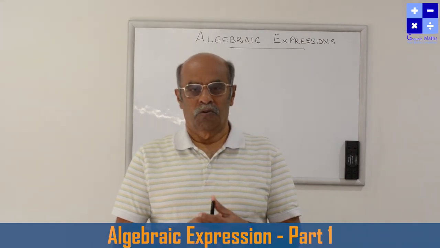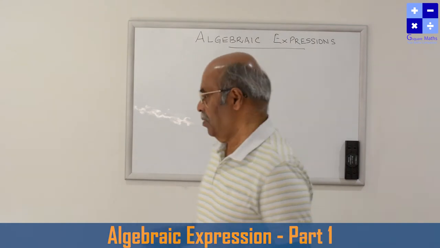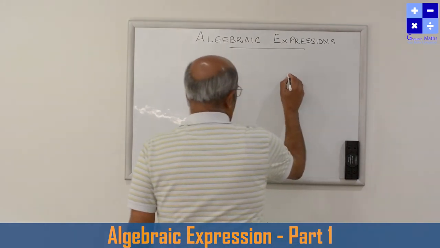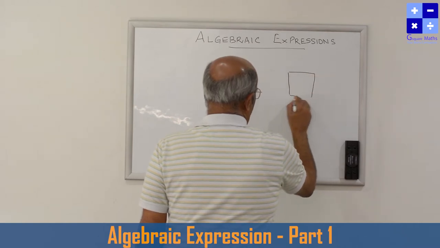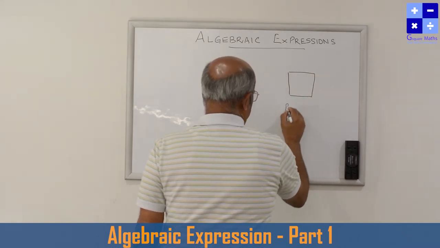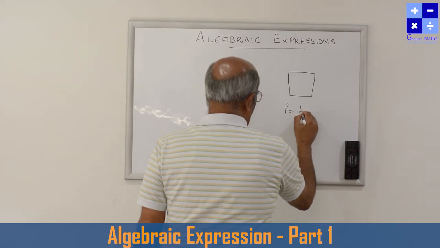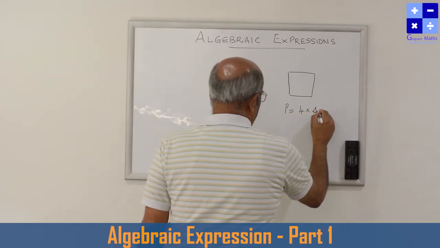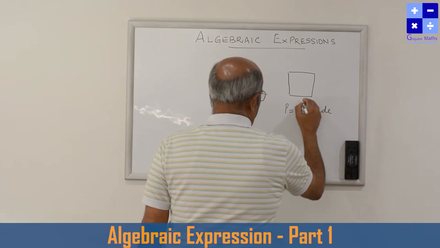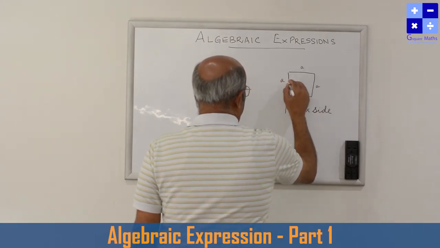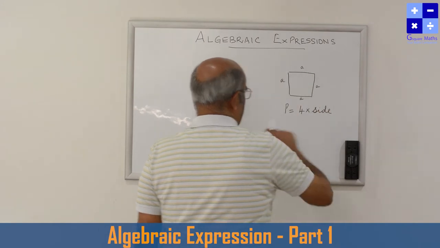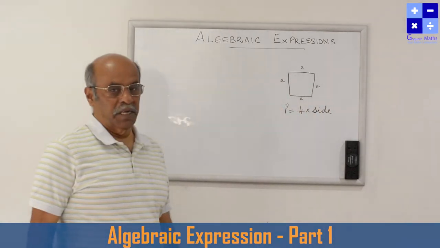We know the perimeter of a square. A square has four sides equal. The perimeter of the square is 4 into side. Suppose this is A, this is A, this is A, this is A. The perimeter is A plus A plus A plus A, that is 4A, 4 into side.